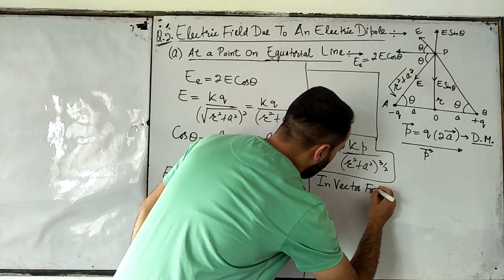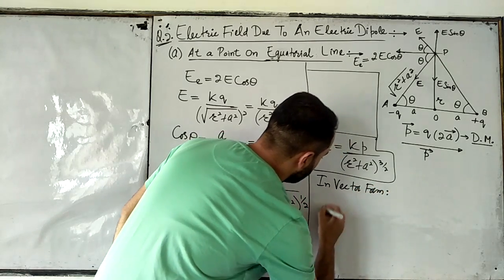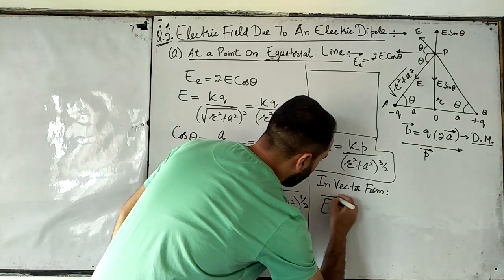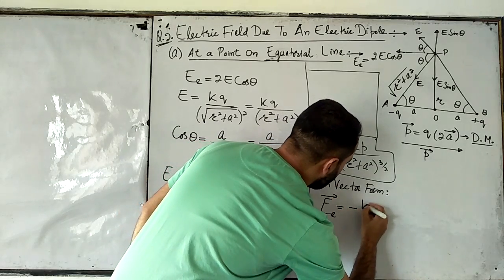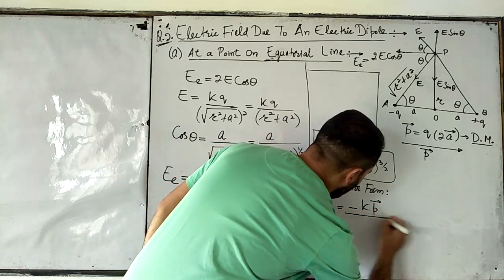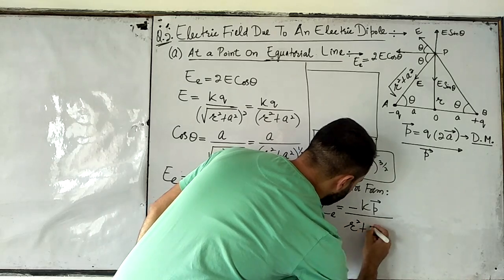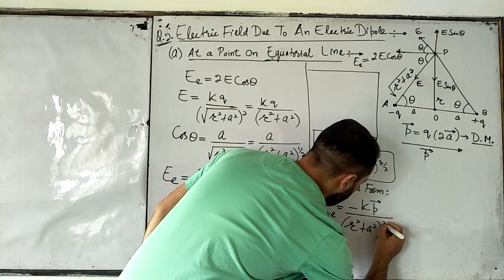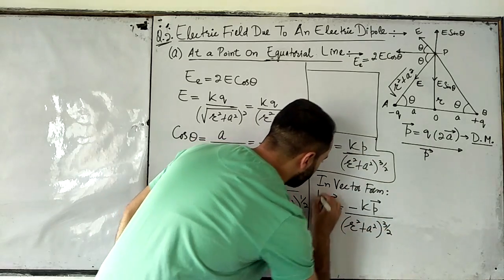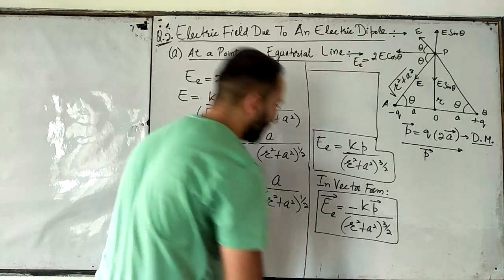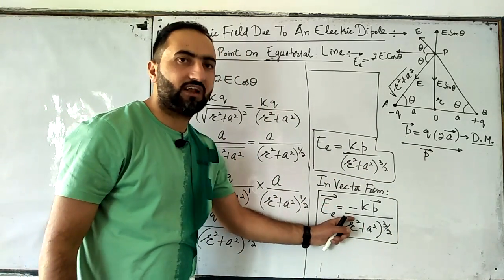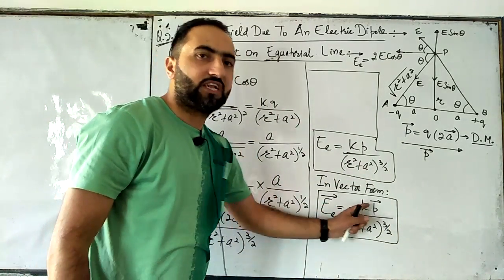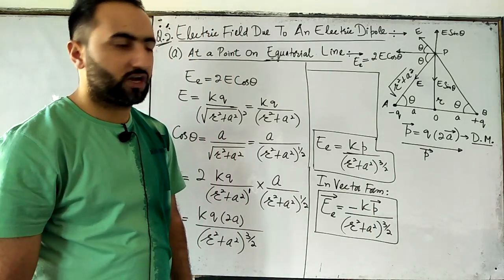Okay? So here I am going to write down in vector form this electrostatic field on the equatorial line is equal to minus K multiplied by P divided by r square plus a square raised to the power 3 by 2. Fine. So this is the electrostatic field on the equatorial in the vector form. The negative sign implies that the electric field and the dipole moment are antiparallel.